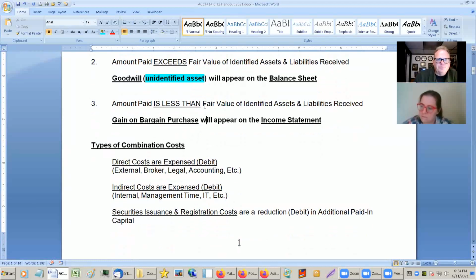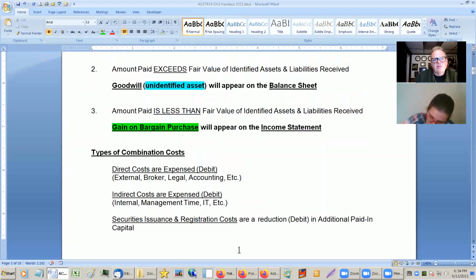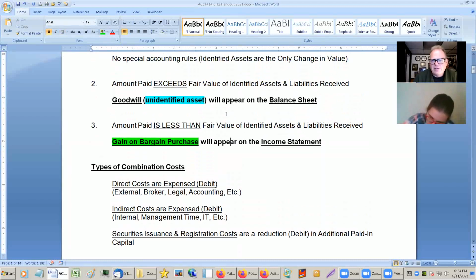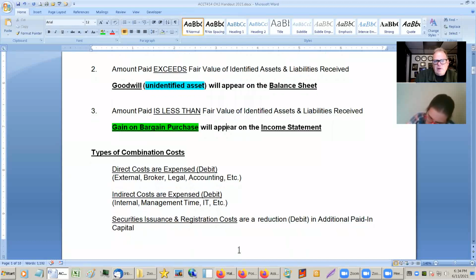Okay. If the amount paid is less than the fair value of identified assets, a gain on the purchase will appear on the income statement. This is another really strange new one. So this is sort of like, they used to call this bad will. It used to be if you paid less than the identified assets. Interesting. I've never heard the phrase bad will. Yeah, and you probably never will again because they call it gain on purchase now.